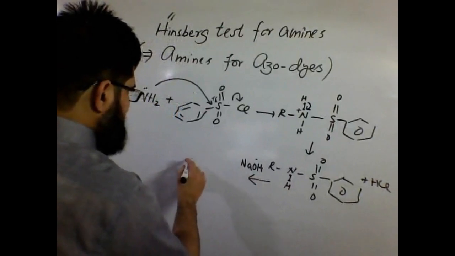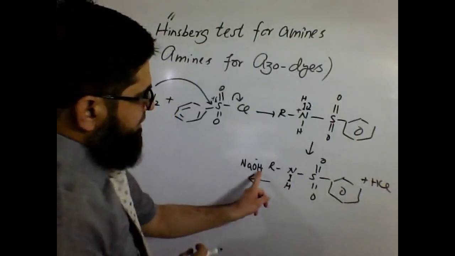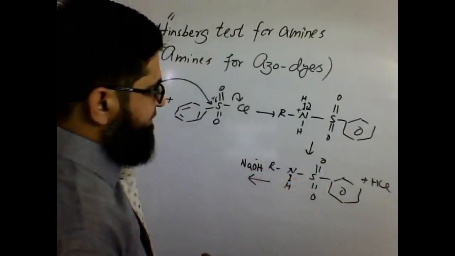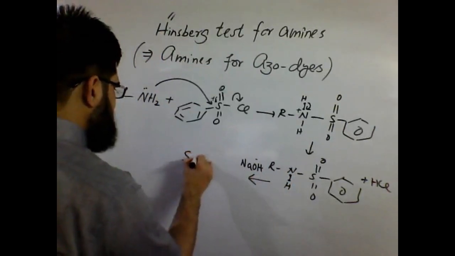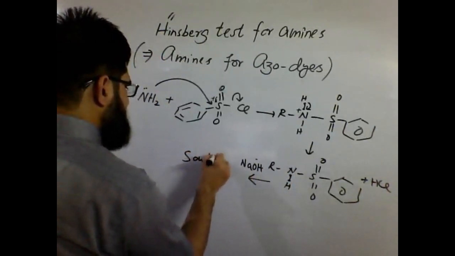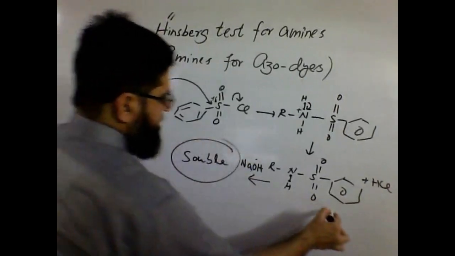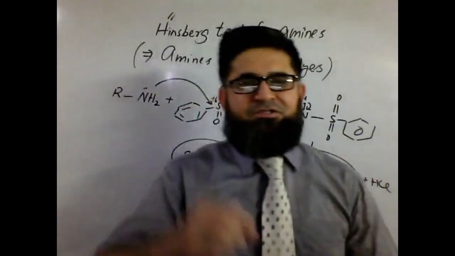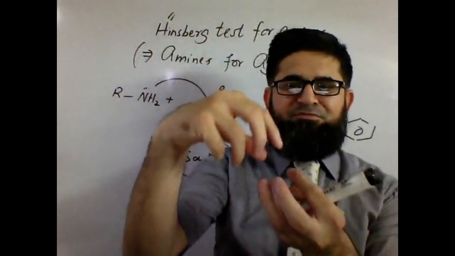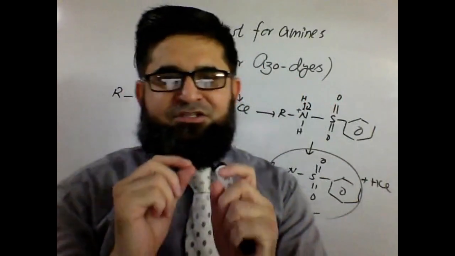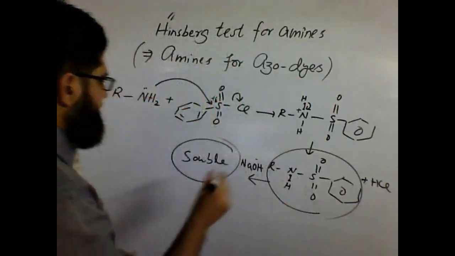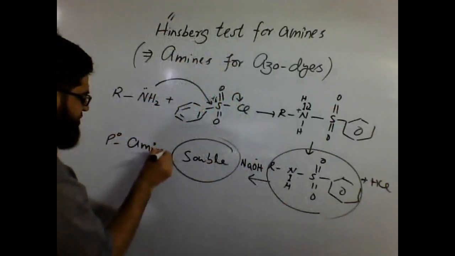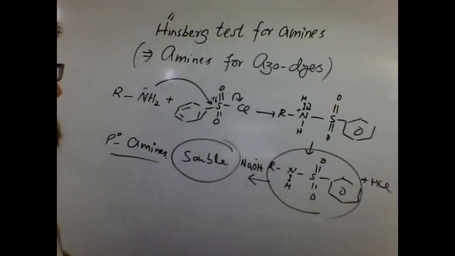So what happens then? Resultantly, there will be a salt formation over here, and then the salt will be soluble. This compound becomes soluble in sodium hydroxide. As soon as we put in sodium hydroxide, the salt produced will become soluble. That solubilization will suggest the given compound was a primary amine. Why does it happen so?